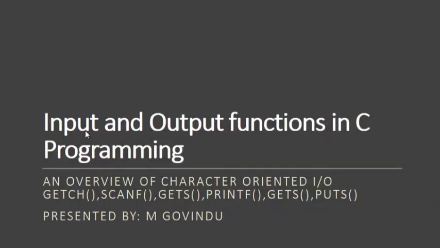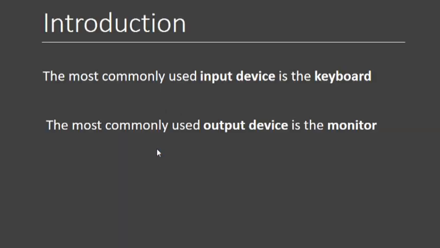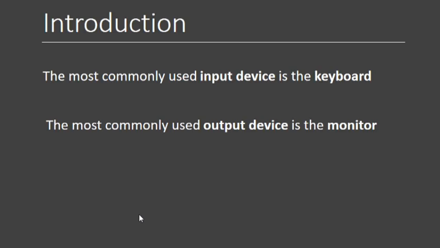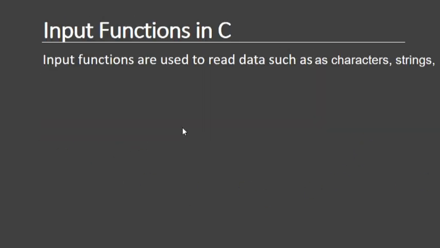In this video, I am going to explain input-output functions in C. So what are the input devices? The most commonly used input device is the keyboard. The most commonly used output device is the monitor, right? So generally, input you are going to give through the keyboard and output you are going to see on the monitor. There are three different types of input functions to read a character, string, or numbers, anything from the keyboard.